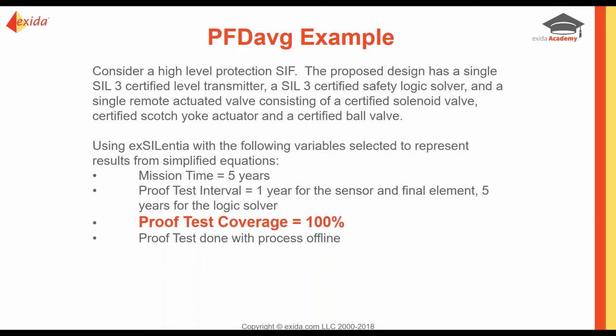Let's say, for those of you that are not familiar, Excellentia is one of our tools, and I'm going to show you an example with the SIL verification portion of that. For this example, we're going to say our mission time is 5 years, and we're going to have a proof test interval of 1 year for the sensor and final elements, and 5 years for the logic solver. And that might correspond with a turnaround at a year that we have, or a shutdown that we have. We have proof test coverage at 100%, right? We're perfect.